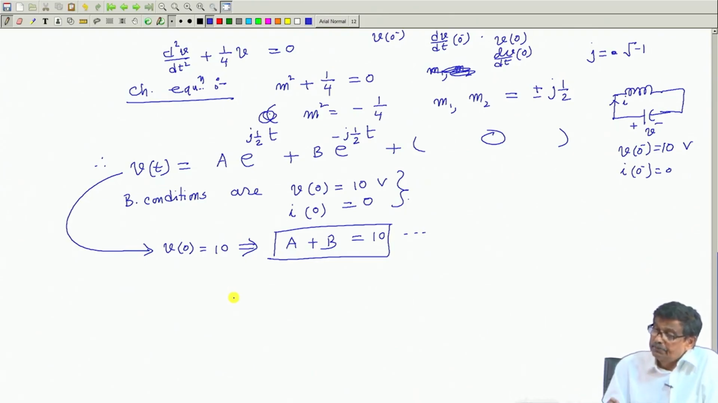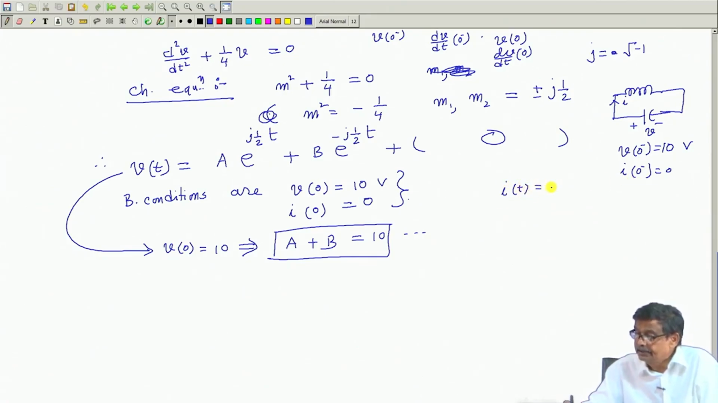Now, the second boundary condition is dV/dt. How do I get that? I have already told you the current in the circuit, I(t), is equal to minus C dV/dt. That is what we got. C is how much? 2 farad. So, I is minus 2 dV/dt.